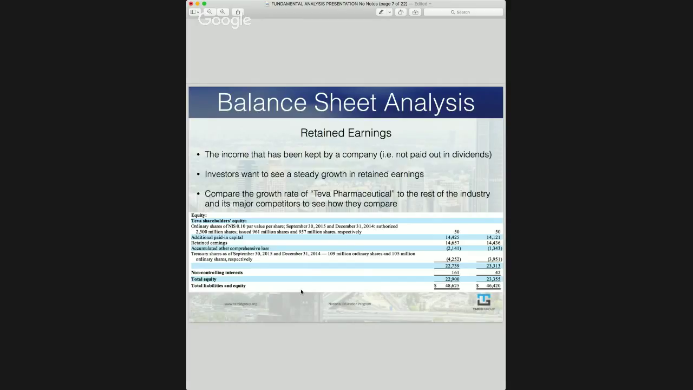You have your 2015 numbers on the left and your 2014 numbers on the right. And I'm going to want to see my retained earnings and how fast those grow year to year. And I'll compare that to previous growth rates, or previous years, the 2013 to 2014 growth rate. I'll compare that to competitors' growth rates, and I'll compare that to the industry average growth rate.